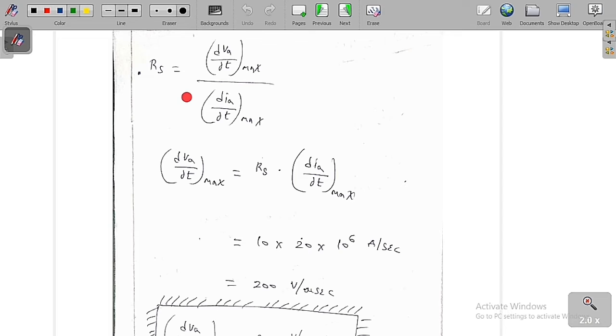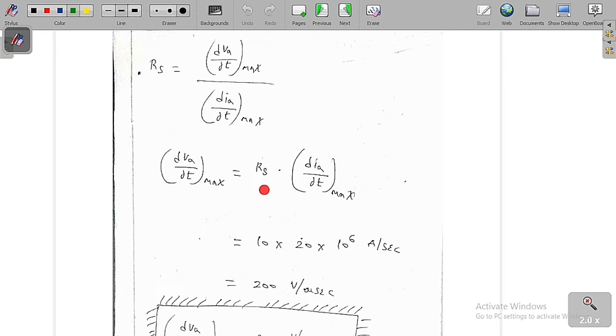Now for the snubber circuit, if you apply the snubber circuit, you can see one important point. For the snubber circuit, Rs is equal to dVA/dt max by diat/dt max. It's a very important formula. Rs is equal to dVA/dt max by diat/dt max, so if you apply this important formula, dVA/dt max is equal to Rs into diat/dt max.